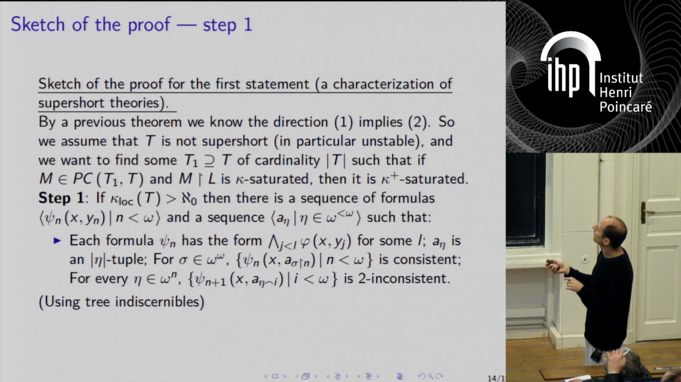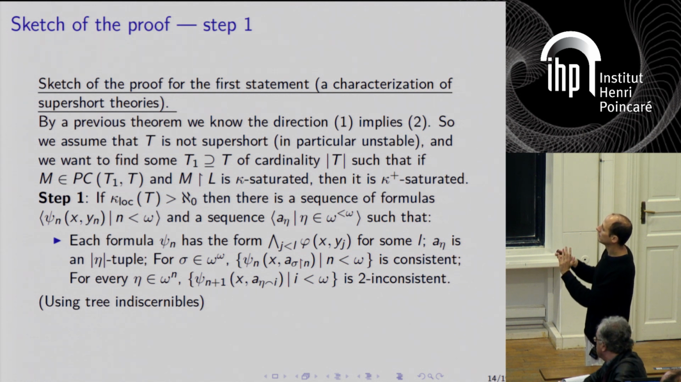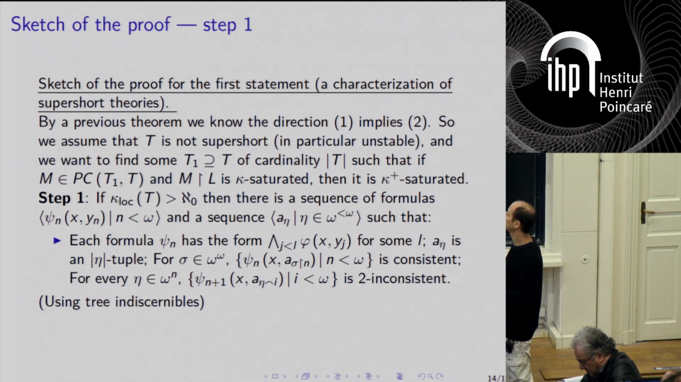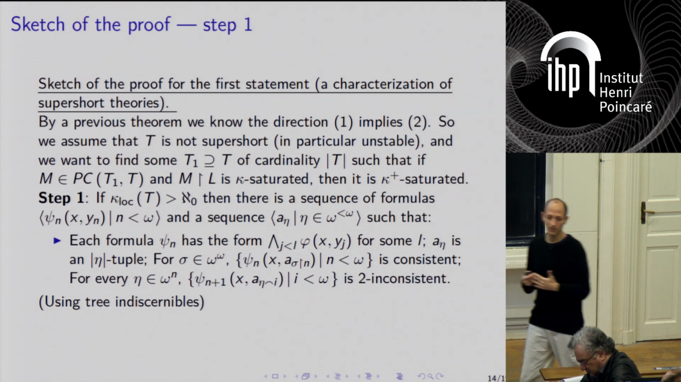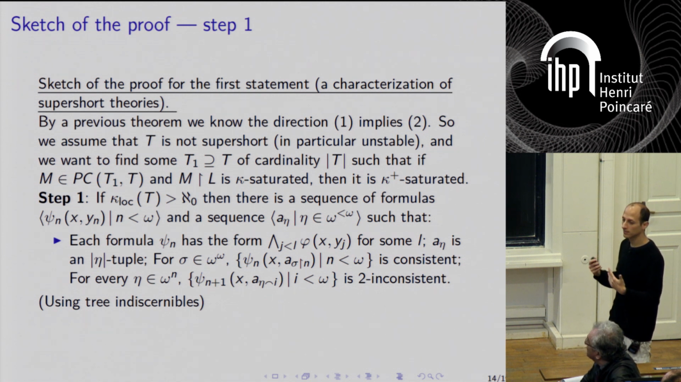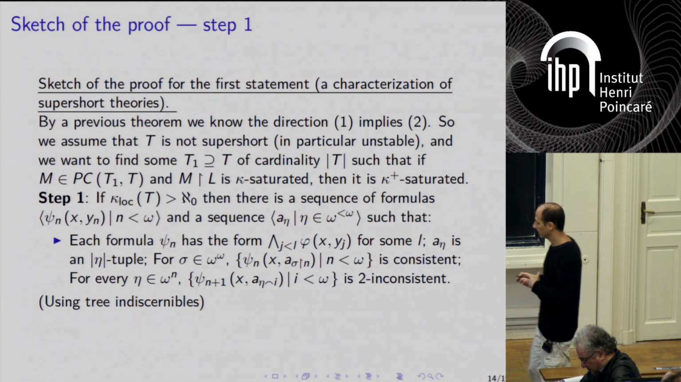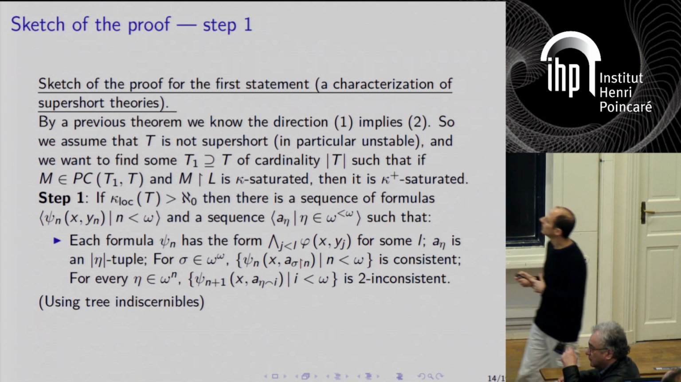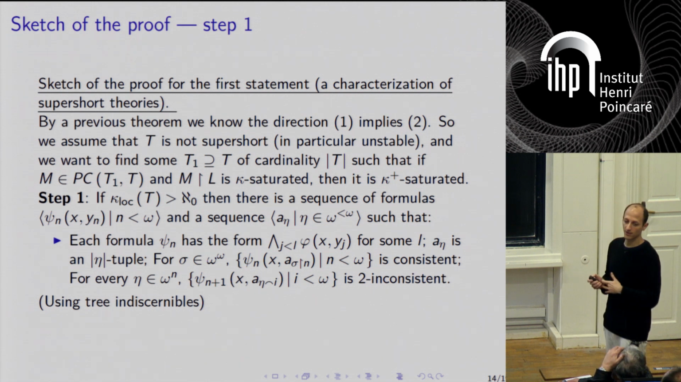And then every branch in this tree is consistent, and for every eta, if you look at the successors of eta, then this is 2 inconsistent. So it's like the tree property, but with 2 inconsistency instead of k inconsistency, and you replace the formula psi n by blocks of formulas, instances of phi.